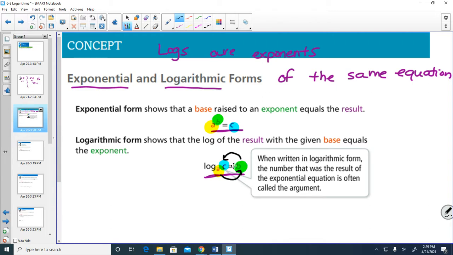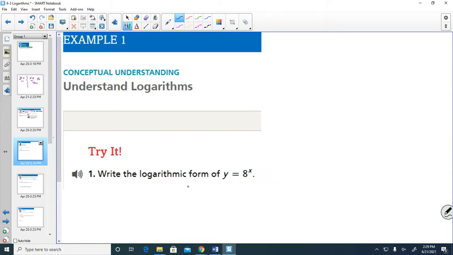I like to think of it in a circular motion, where I know that the bases are going to be the same number, and then the exponent is what it equals. So we'll practice. We'll have to translate back and forth between log and exponential form with the next examples. So if we look at example 1, we need to know what is the logarithmic form of y equals 8 to the x. So I am going to copy this.